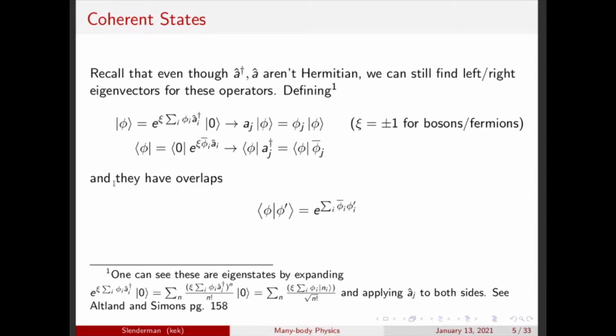And it turns out that these coherent states have overlaps with each other. The overlap of phi with phi prime is equal to this exponential. You'll notice that this is not equal to a delta function of phi and phi prime. This is not an orthonormal basis.